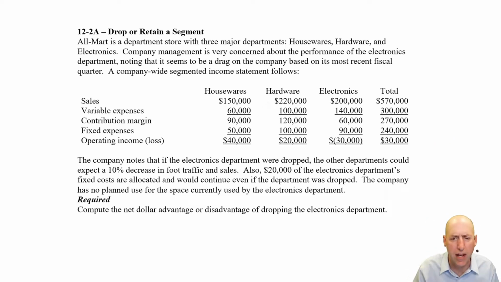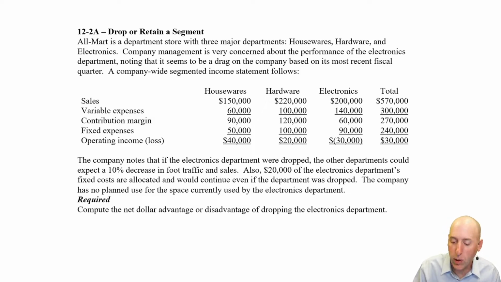And so there's some debate as to whether they should keep or get rid of electronics or just change something fundamentally about it. The company notes that if the electronics department were dropped, the other departments could expect a 10% decrease in foot traffic and sales. So it's a department store. Of course, somebody goes in to buy some electronics, they might walk out with some hardware or housewares as well. And so they're thinking they're going to lose some business if they get rid of electronics.